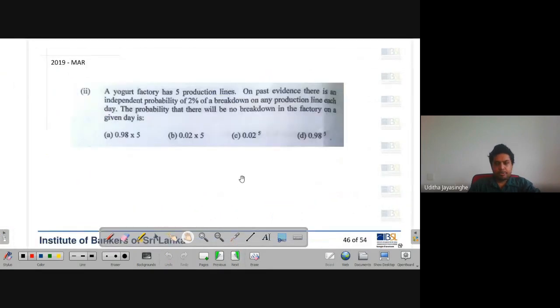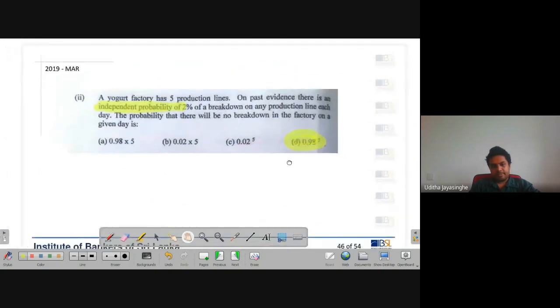Yep. Few more questions. Quick recap on what we learned last week. A yogurt factory, 5 production lines. On past evidence, there is an independent probability. See these important words, independent probability. The examiner has made our lives very easy. We don't have to think rationally. Independent probability of 2% breakdown of any production line each day. The probability that there will be no breakdowns in the factory is, this is the answer, right? 0.98 to the power 5. Yep. I hope you can recall the answer is D.